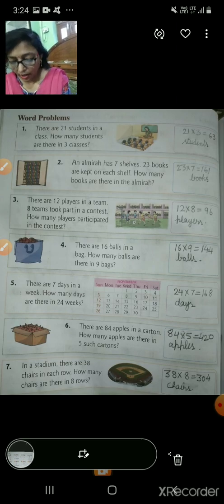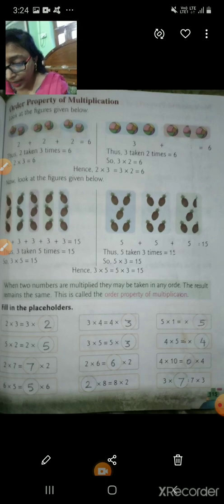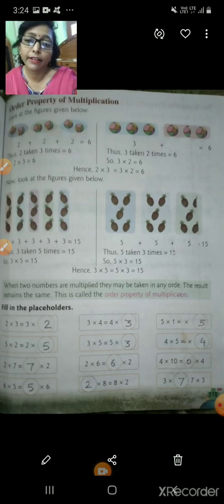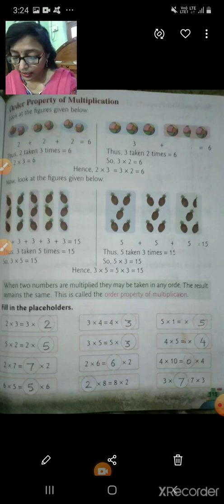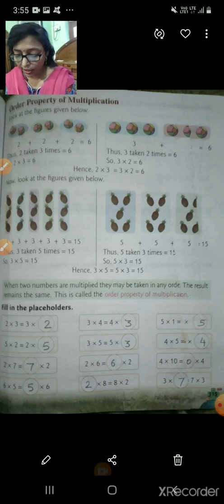Now on page number 115 you can see there is the order property of multiplication. You can see there is no difficulty to solve, students. For example, I am explaining. Just try to understand. Fill in the placeholders. Here is the question. Here it is written 2 into 3 is equal to 3 into what?